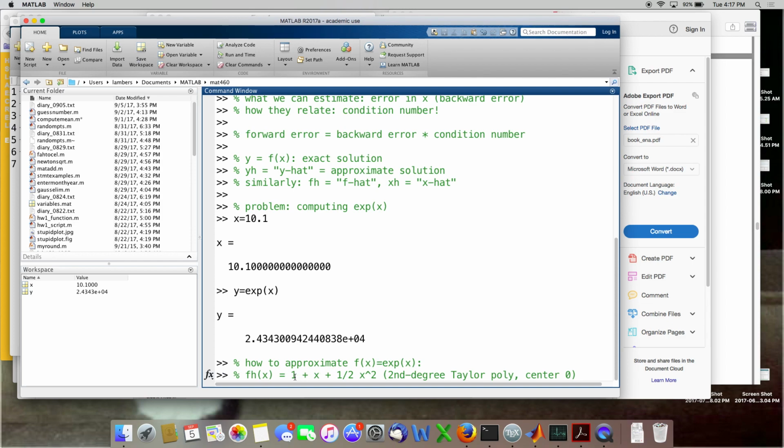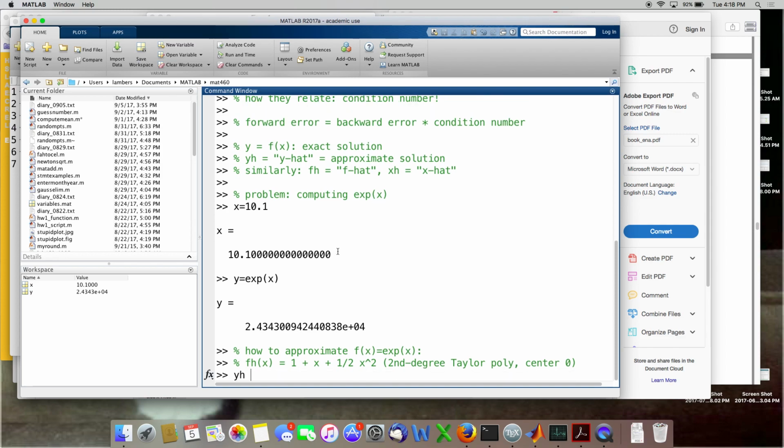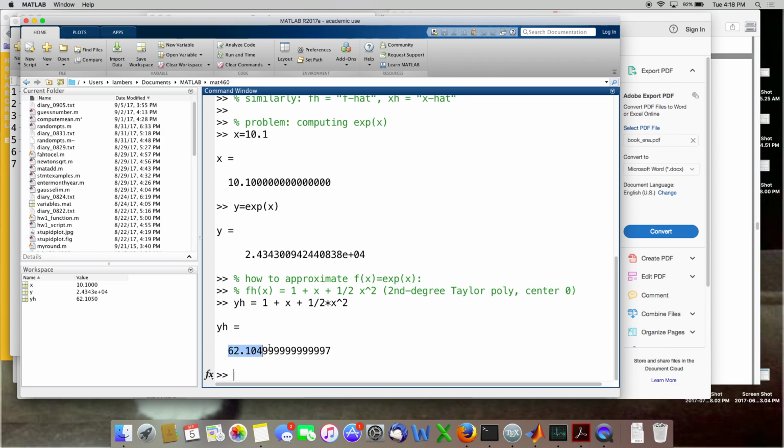All right. So now the thing is, these kind of approximations tend to be accurate only near the center, and we're not near the center. X is 10.1. And I know 10.1 seems like an odd choice, but it'll make sense later. I promise. Okay. So now I'm going to go ahead and compute my approximation YH. That'd be 1 plus x plus 1/2 times x squared. So you can see, compared to the exact value, it's a bit off.